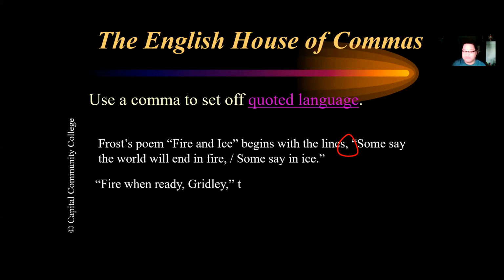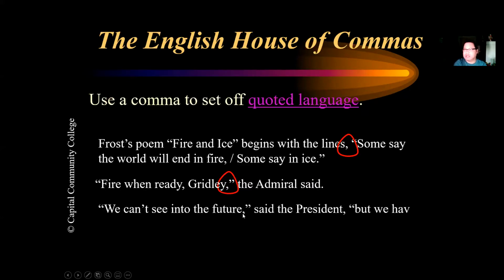Now here we have a reverse right here. If you start with a quote, then the punctuation should be inside the quotation marks. Like this example here. Fire when ready, Gridley, comma, then the quotation mark, the admiral said. We can see into the future. The comma is inside the quotation marks. Said the president. Then comma, because there's another quote. Comma before the actual quote. Okay, but we have to prepare for it nonetheless. So again, remember this. Before the actual quotation, there should be a comma. Some people use a colon, but most of the time they use a comma.